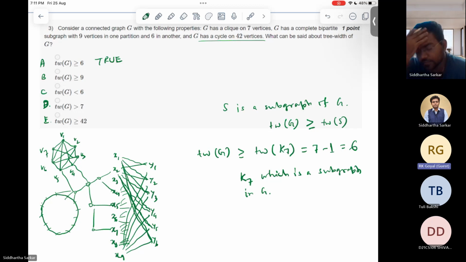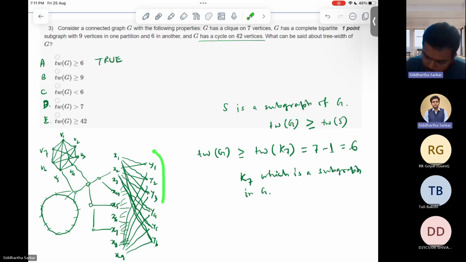But the question is, can we increase this value or not? If we consider the third case wherein there is a cycle of 42, then we just need to store 3 vertices within a bag because every vertex is connected to 2 other vertices. So the value of the tree width came out to be 2. So we cannot increase the value of the tree width beyond 6. I think all other options are incorrect.